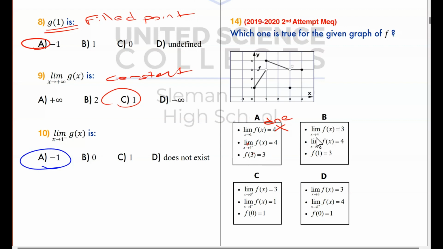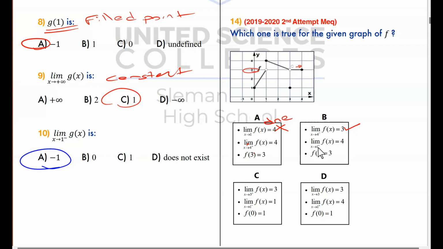Option B, 4 from the left. There is only one graph, one part. It doesn't have a right part. It ends here. So the point at 4 is 3. The corresponding y value at 4 is 3. So it is the value of the limit, the left-sided limit.